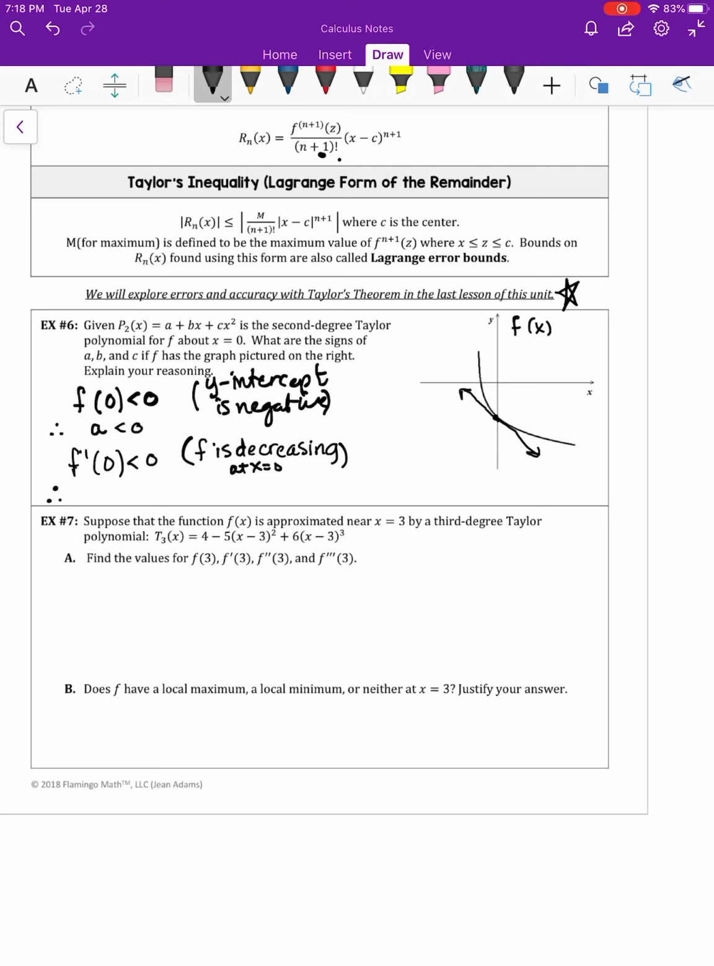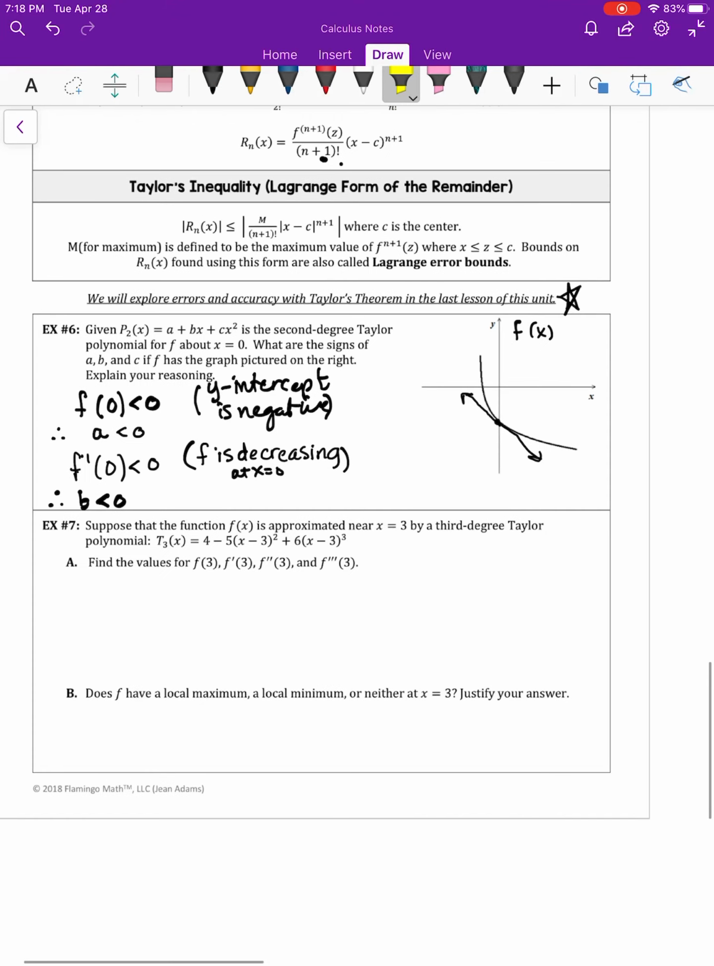That's the reasoning. And this is going to be my b. So I know that my b is less than 0, because remember, I'm using this right here, guys. That's where I'm getting my a, b, and c, right? So now for the last one, what about my second derivative?